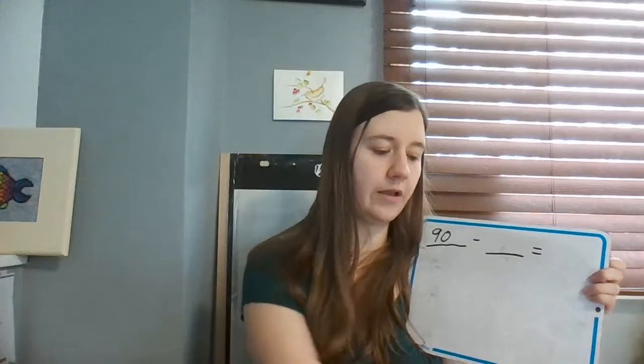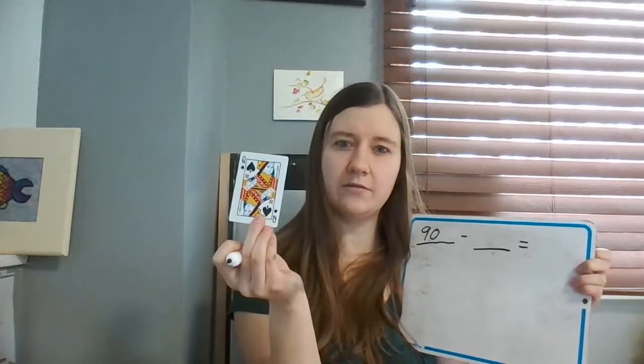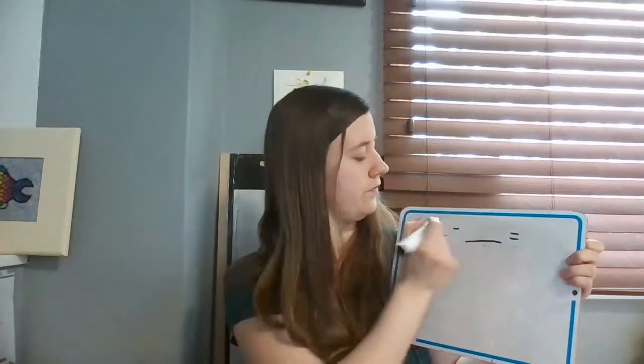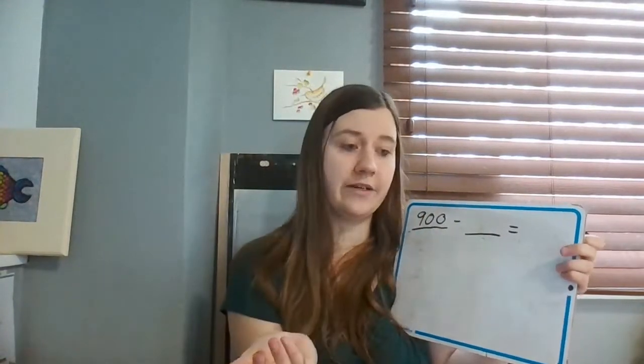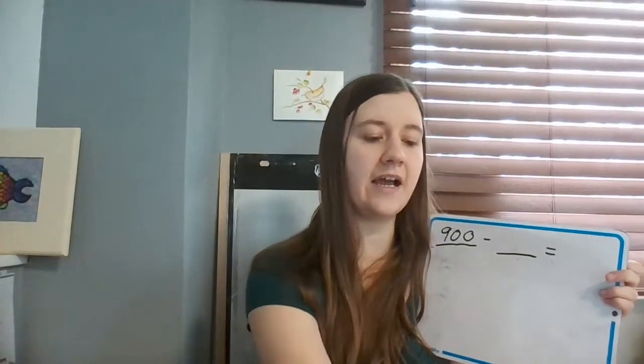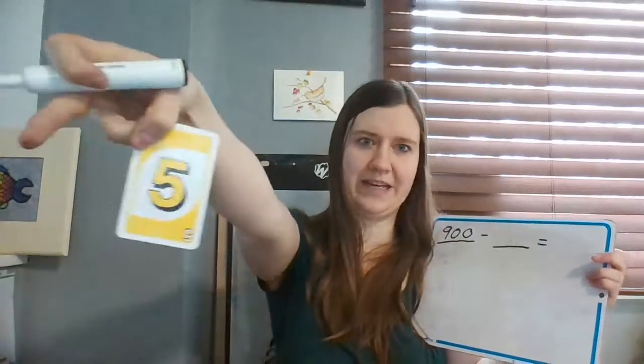Oh, look, I got a queen. Do you remember what that is? Face cards are also 0. So I have the number 900. That's interesting. Now let's try some Uno cards. 900 minus 5. That's upside down, but it's a 5.